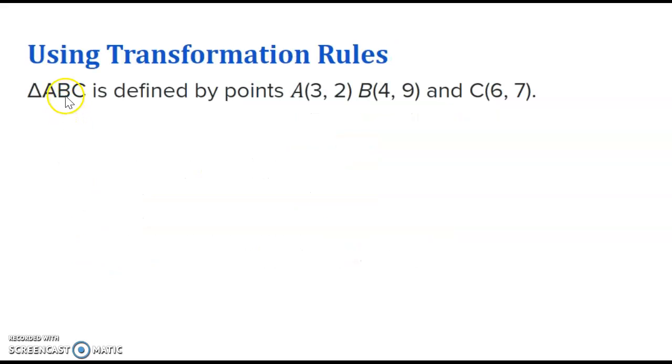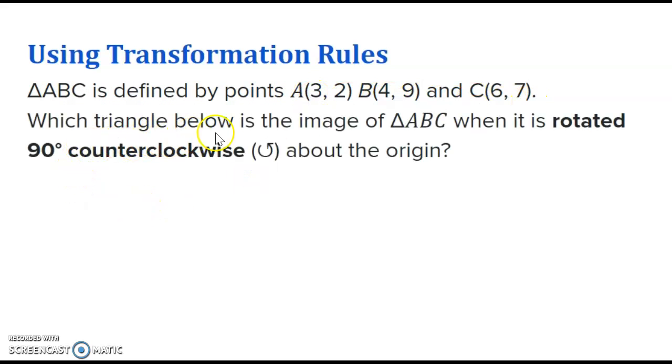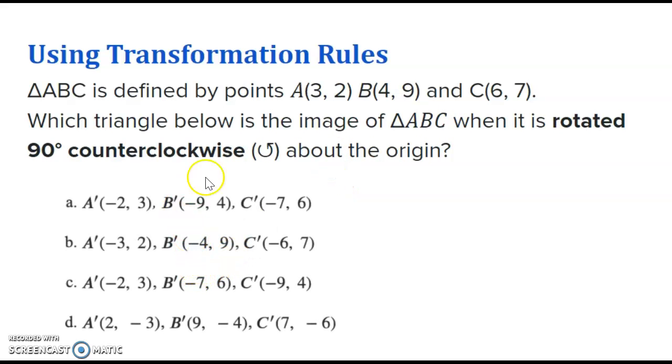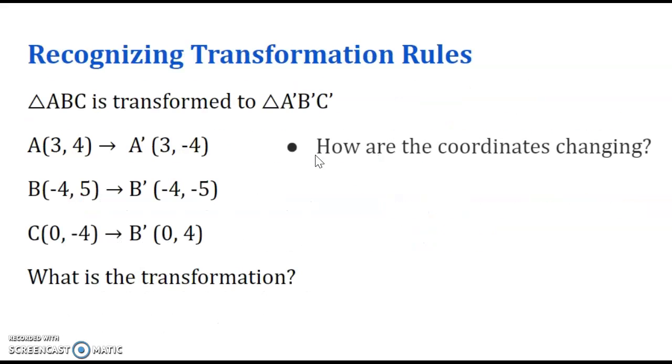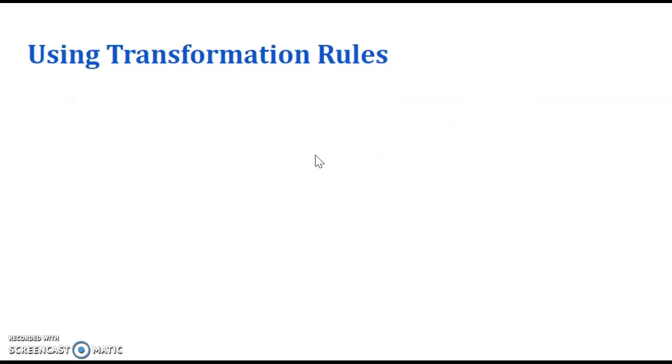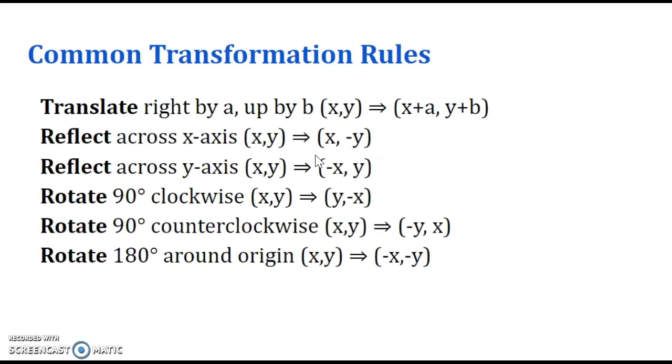Using transformation rules. So knowing those rules, if triangle ABC is defined by these points, which triangle below is the image of triangle ABC when it's rotated 90 degrees counterclockwise about the origin? Okay, so how do I do this? Okay, so I need to go back to the formula. Okay, so we are rotating counterclockwise 90 degrees.